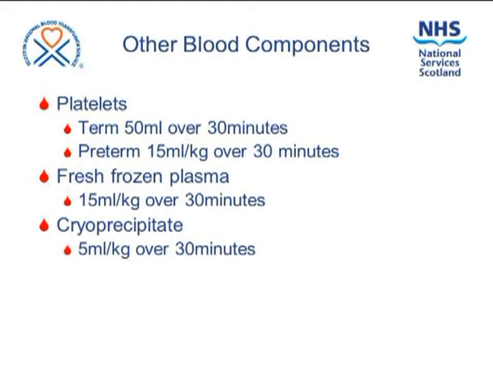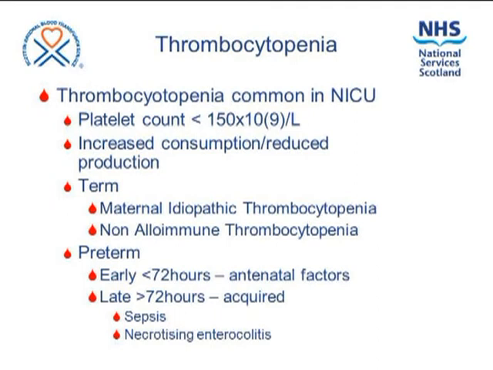We'll now go on to talk about indications for their use, which is less clear. Thrombocytopenia is common in the neonatal intensive care setting and can be defined as a platelet count below 150 times 10 to the 9 per litre. A comprehensive review of the etiology of thrombocytopenia in neonates is out with the scope of this lecture, but broadly speaking, it is due to either an increased consumption or reduced production of platelets.